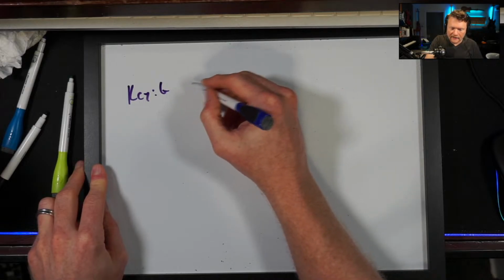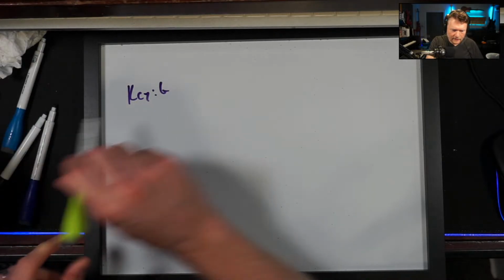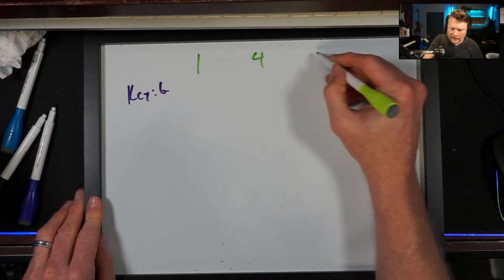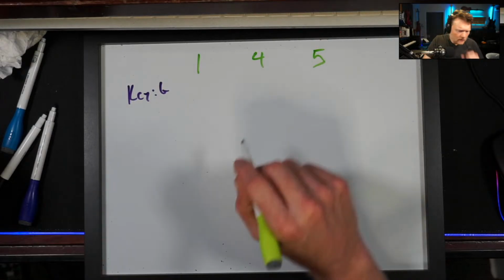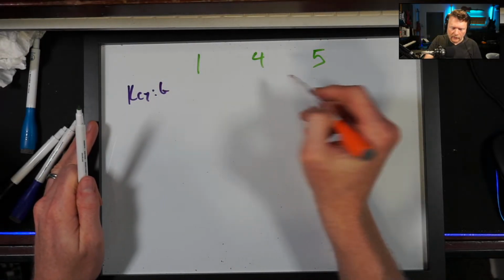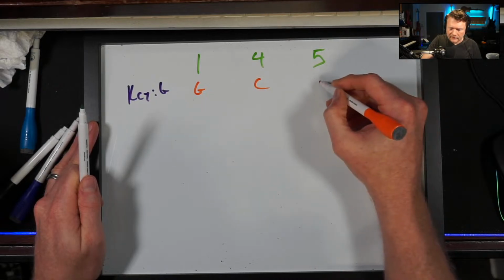Your 1, 3, 5 is going to be, let me just figure out how to write this whole thing out here. Actually, our 1, 4 and 5. So the 1, the 4 and the 5 in the key of G: your 1 is going to be G, your 4 is going to be C, your 5 is going to be D.